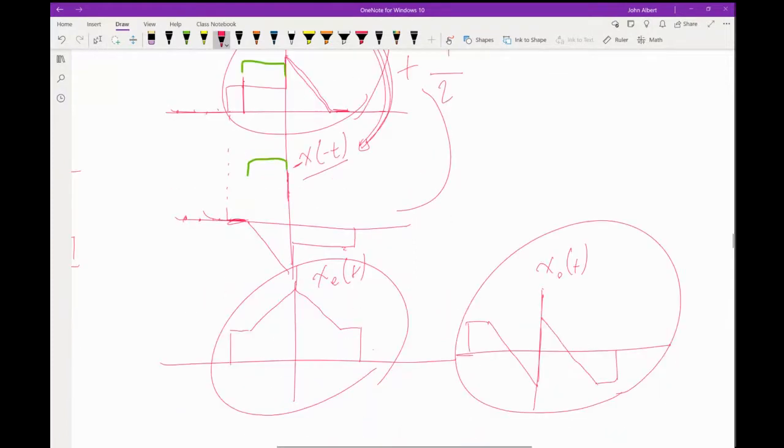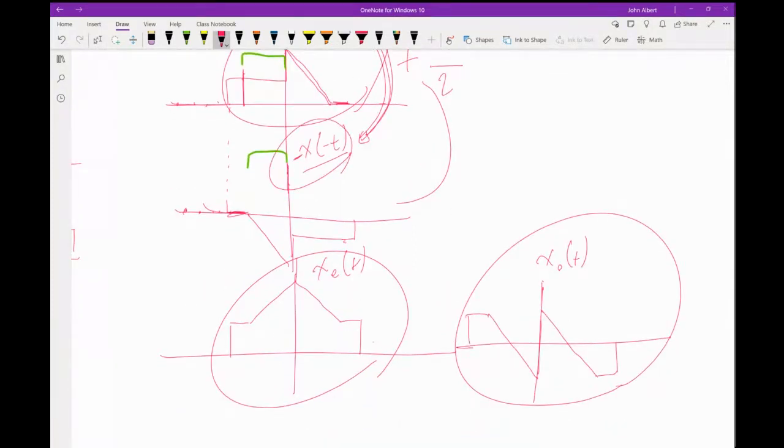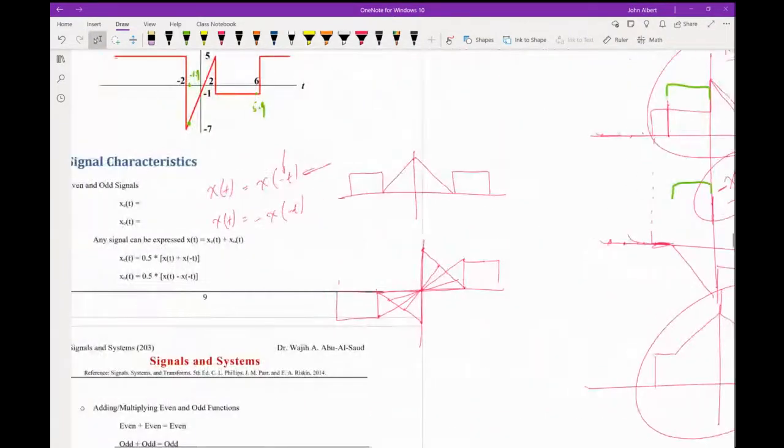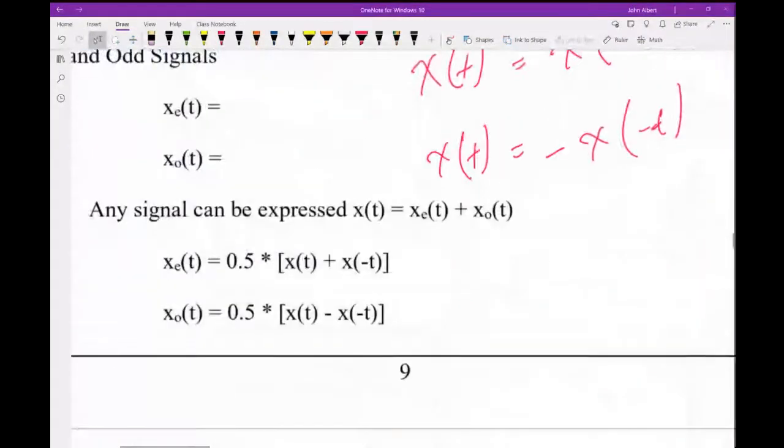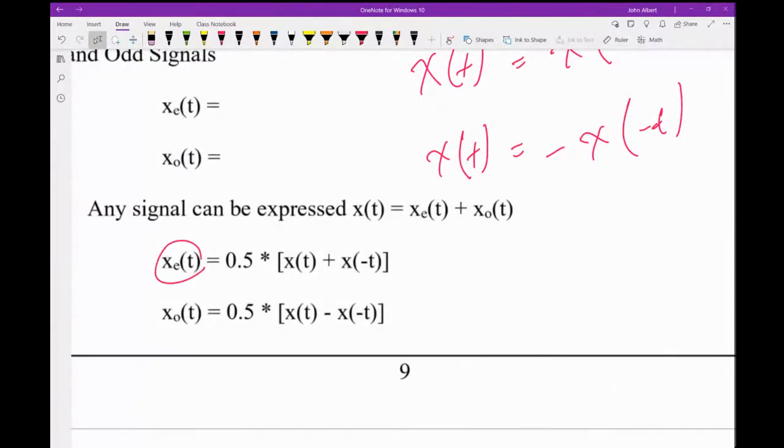And by the way, if you subtract them, you'll get x of minus t. Okay? So this is basically the formula for getting the even component, or the even part, of a signal that is not even or odd. And this is how you get the odd component of a signal that is not even and not odd.